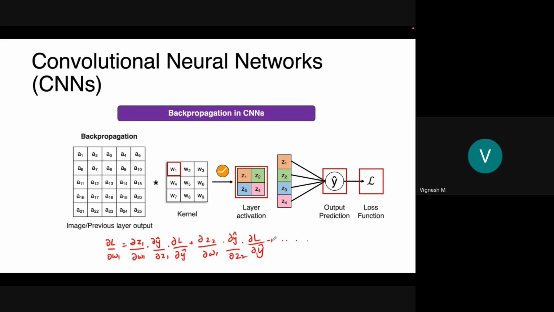Like we have other stuff. Now what is this? Can you use chain rule and then simplify this? Anybody? Dou L by dou Z1. Dou L by dou Z1. That's it. So you can just write this as dou L by dou Z1.